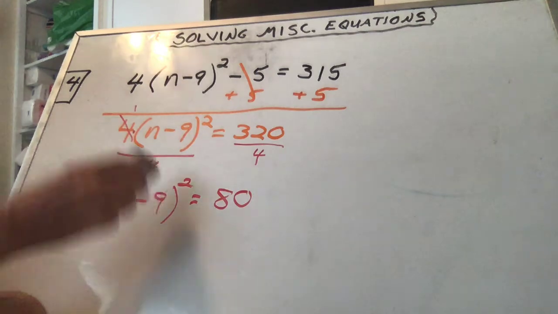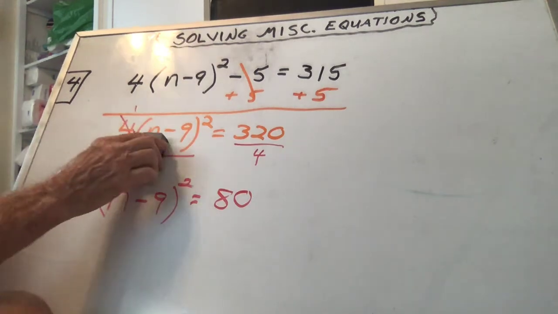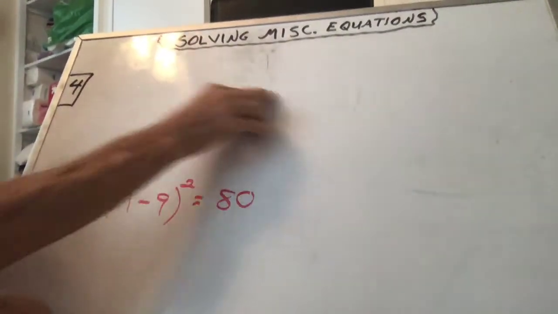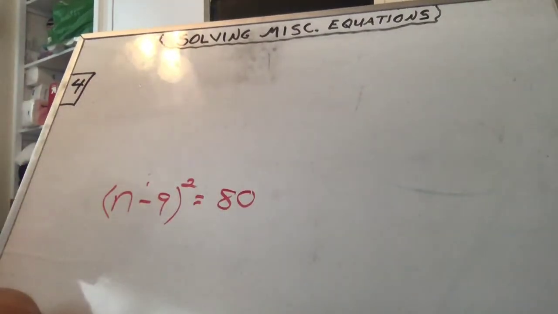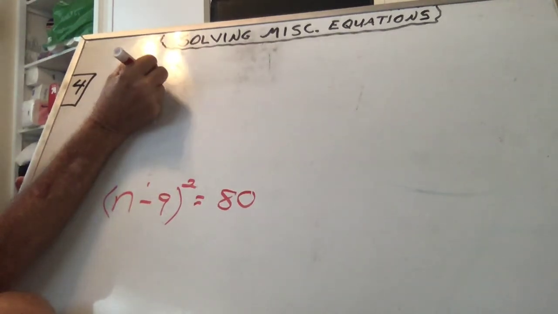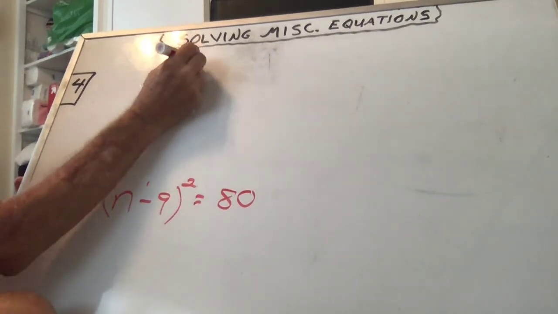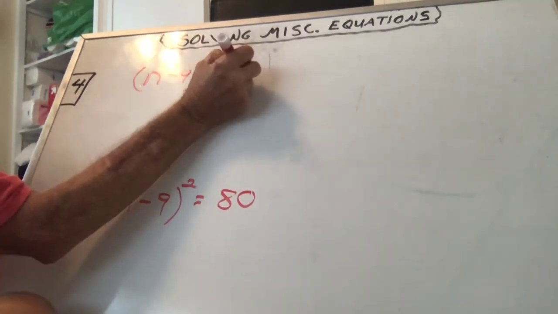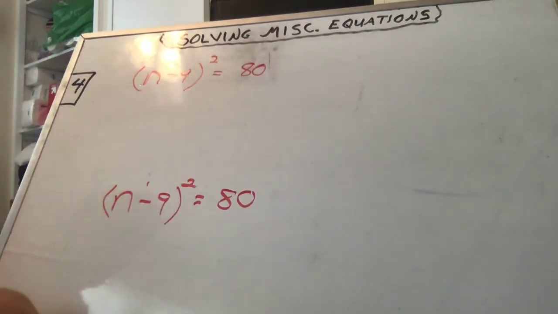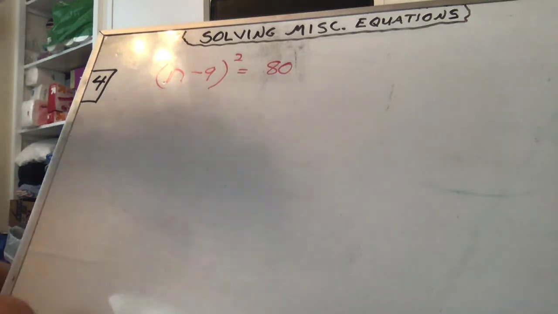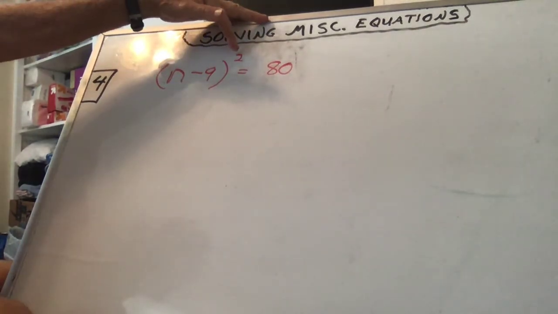So what I'm going to do is pick this back up at the top. I'm going to erase all this. I'm going to rewrite this. N minus 9 squared equals 80. So if you have more of these, see the lesson from yesterday. Now, I want to make this disappear.